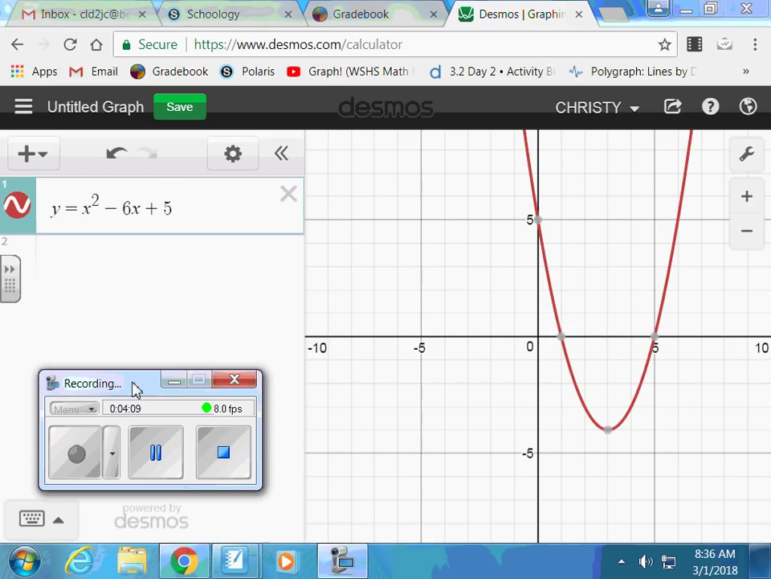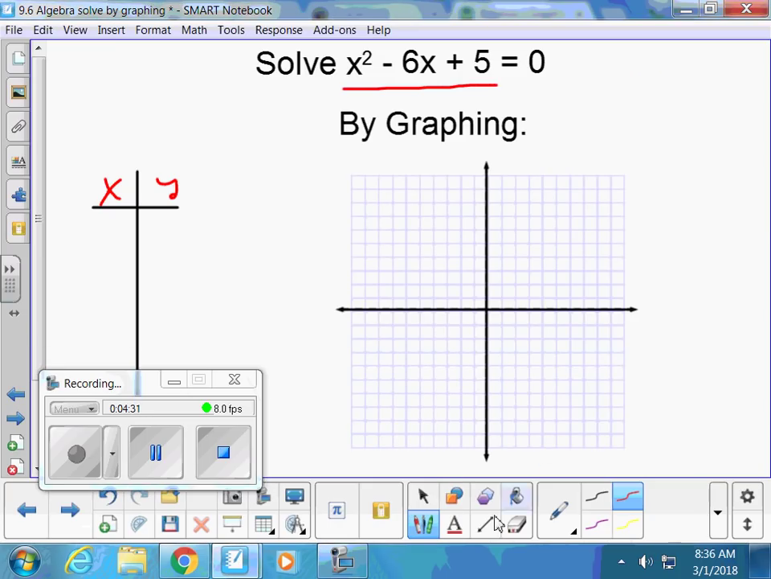All right. So what's awesome and what I love about Desmos is they will show you those coordinates if you hover. So they'll show you all the important parts about the parabola. They'll show you the vertex is at 3, negative 4. They'll show you the y-intercept is at 0, 5. And then our solutions are at 1 and 5. All right, so x equals 1 and x equals 5 are our solutions to this quadratic.